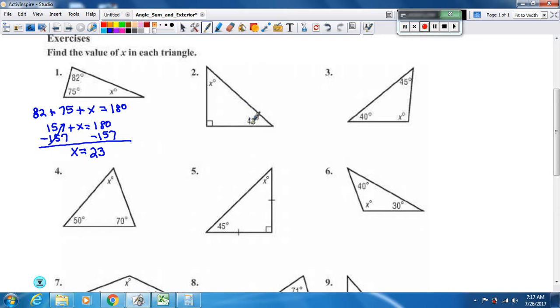On the next one, the numbers they give you are 43 plus, okay, this little box is the geometric symbol for a right angle. And right angles are always 90 degrees. So a box means 90 degrees plus x. All three angles have to add up to 180. So 43 plus 90 is 133. To get x by itself, you have to subtract out 133 from both sides.